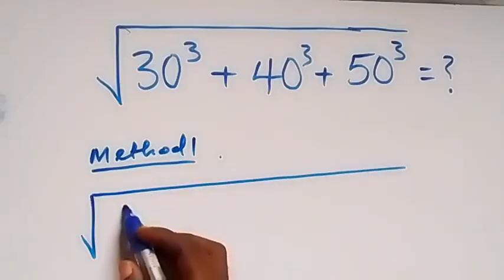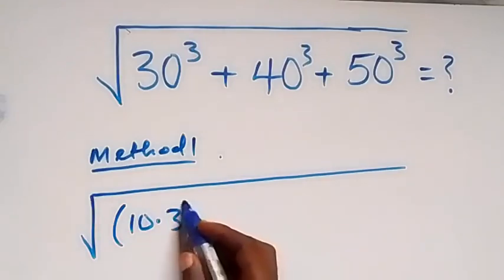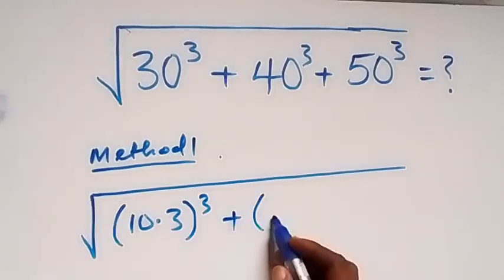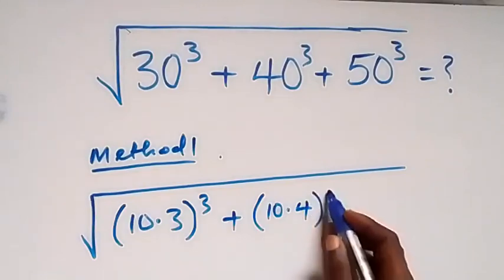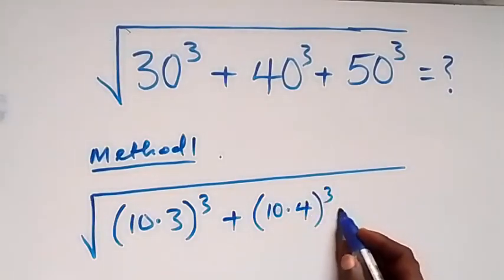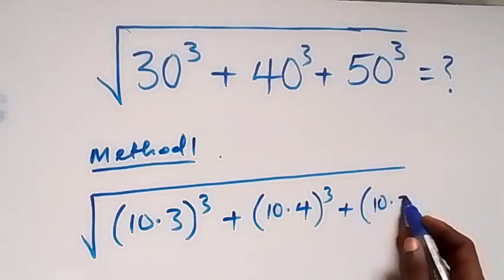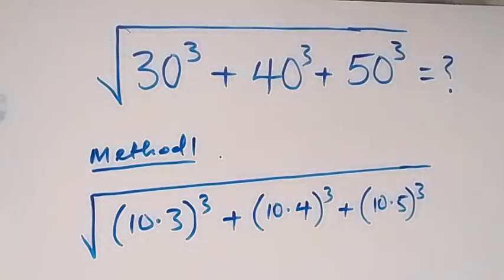Here we have 30 can be written as 10 times 3, then raised to power 3, plus also here we have 10 times 4, also raised to power 3, then plus here as well we have 10 times 5, then raised to power 3 from here.